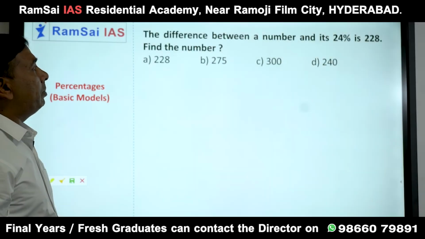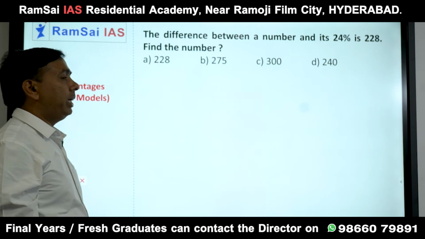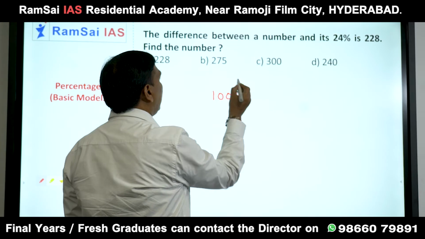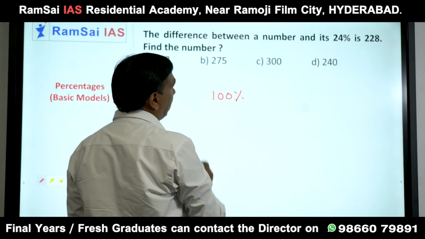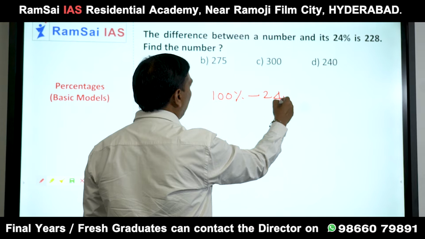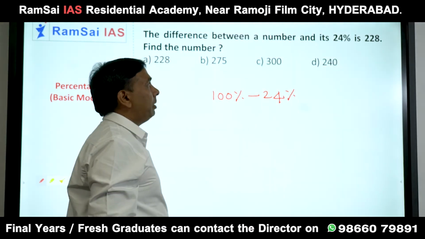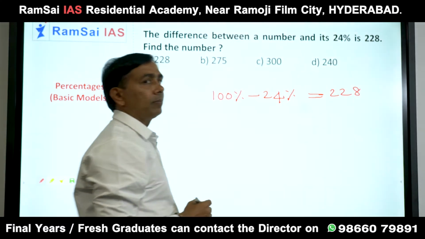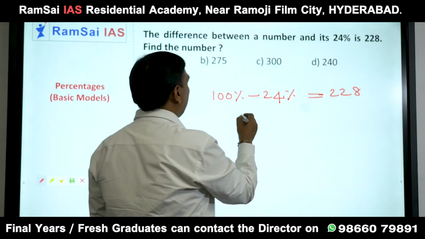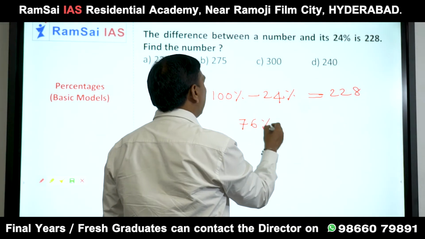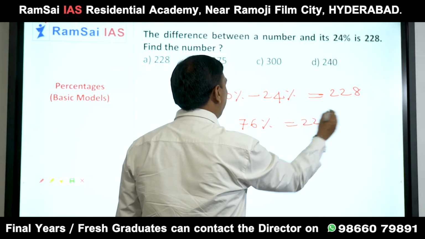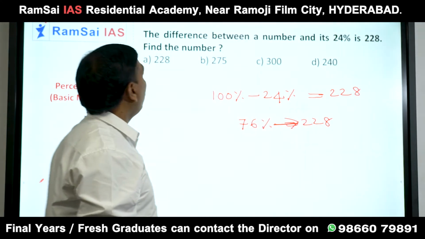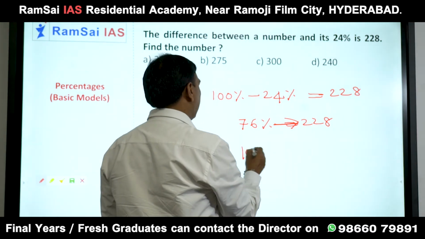The difference between a number and its 24% is 228. Find the number. The number is always 100%. The difference between the number, meaning 100%, and its 24%, meaning 24%: 100% minus 24% gives you 228, he is saying. So what is that equivalent to? 76% is equal to 228. 76% of some number is equal to 228. So find the number. He is asking for 100%.